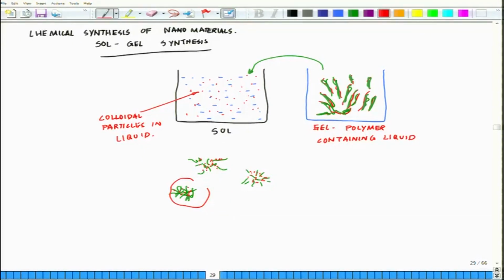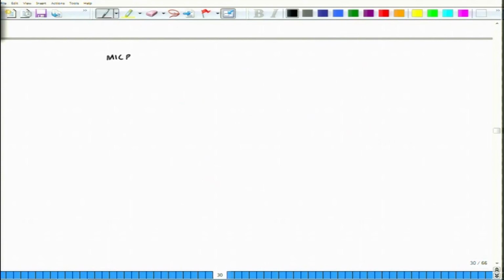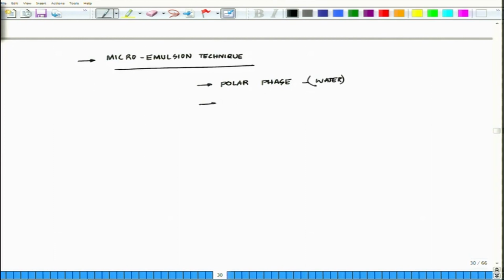So the next technique we will be moving to in this section is the microemulsion technique. Microemulsion can be defined as thermally stable, macroscopically homogeneous, optically transparent and isotropic dispersions constituting a minimum of 3 components. So what are the 3 components microemulsion techniques have? It has a polar phase, which is mostly water, and you have a non-polar phase, generally hydrocarbon, liquid or oil.